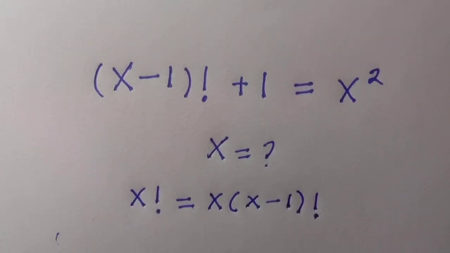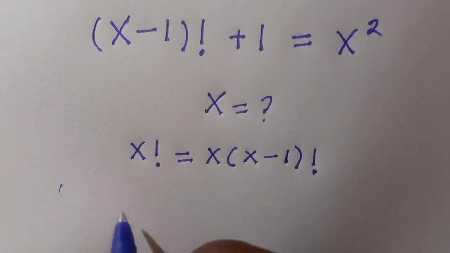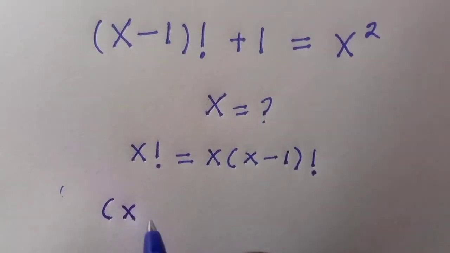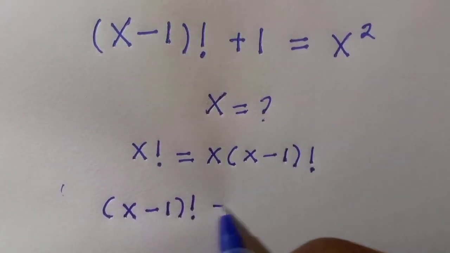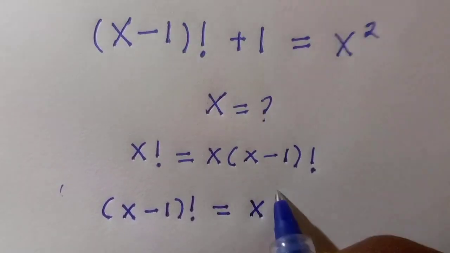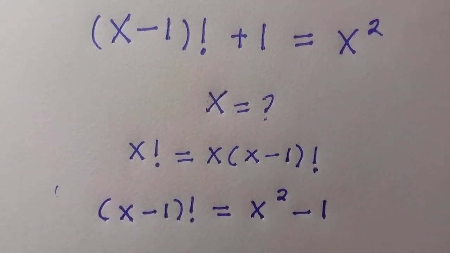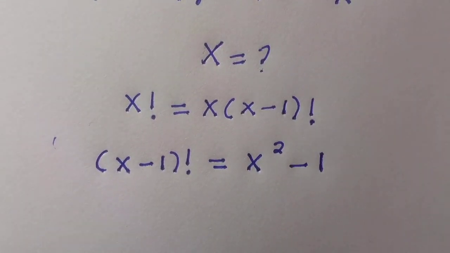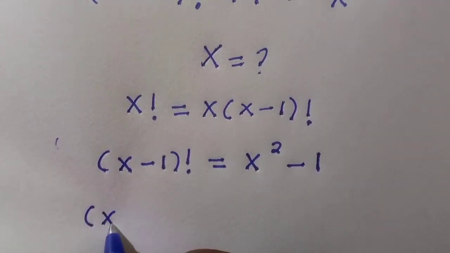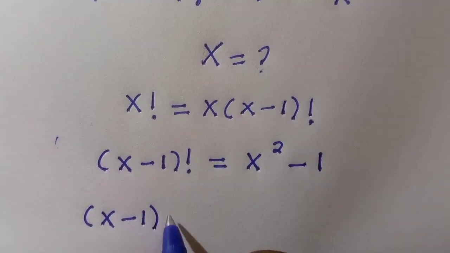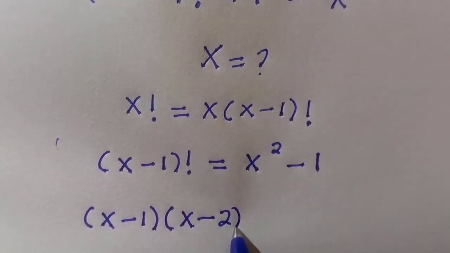So let's start with the questions. Here we have (x minus 1) factorial plus 1 equals x to the power of 2. By taking 1 to the right hand side, we have (x minus 1) factorial equals x to the power of 2 minus 1. With the rule above, x factorial equals that, so we can apply it here for (x minus 1) factorial. So here we are going to have (x minus 1)(x minus 2) factorial.